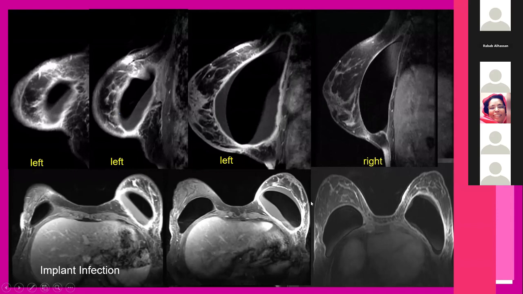And what is the differential diagnosis of such findings? What could it be? Breast implant associated... breast implant associated anaplastic large cell lymphoma. Excellent. Well done. Who is talking?